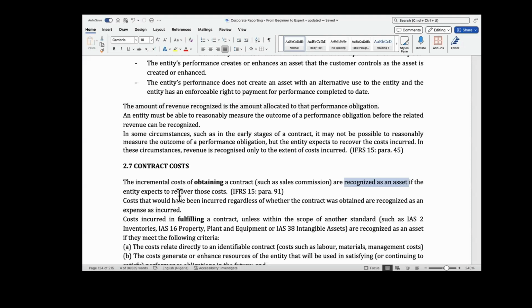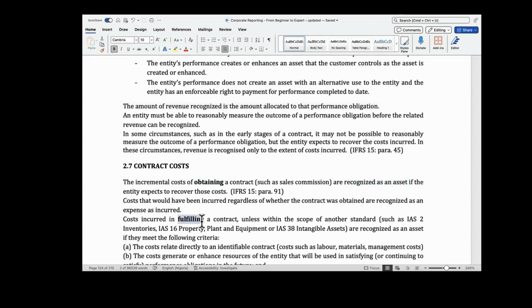But the one that you are sure is incurred majorly and is targeted at obtaining the contract, like sales commission, and you are sure you recover it, you capitalize those ones. But the one that you incur regardless of whether the contract is obtained or not, you expense those ones. So that's one aspect of contract cost of obtaining.